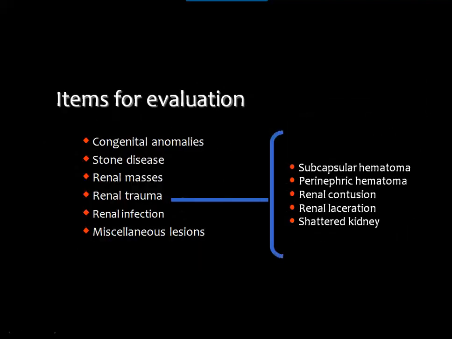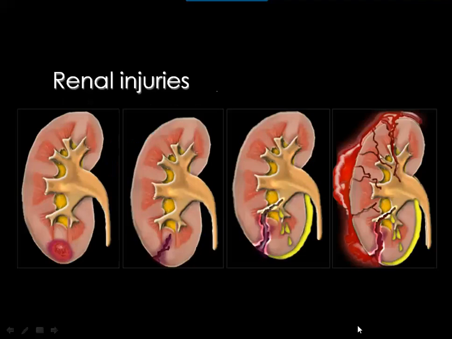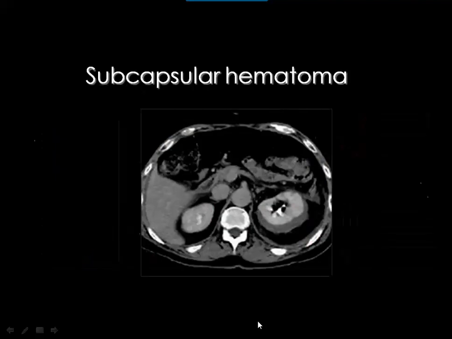Then we come to renal trauma, and I mentioned some hints about the trauma. I have discussed this issue in detail in the lecture of abdominal trauma. The different types of renal trauma include the subcapsular hematoma, the perinephric hematoma, renal contusion, renal laceration, and the shattered kidney, as well as avulsion of the renal vascular pedicle. This is an example of renal contusion, and this is superficial laceration, deep laceration reaching the pelvicalyceal system, and shattered kidney with multiple lacerations and a large perinephric hematoma.